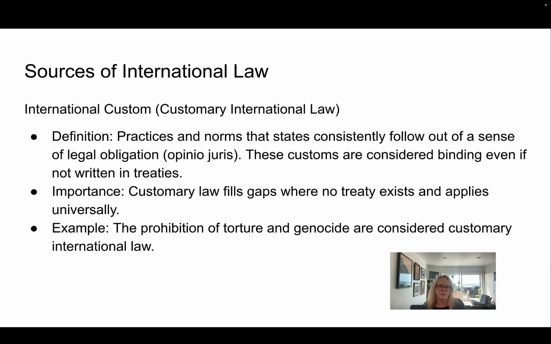So for example, prohibition of torture and genocide are generally considered customary international law. These are customs that we follow out of a sense of legal obligation to our citizens and to the citizens of other countries.